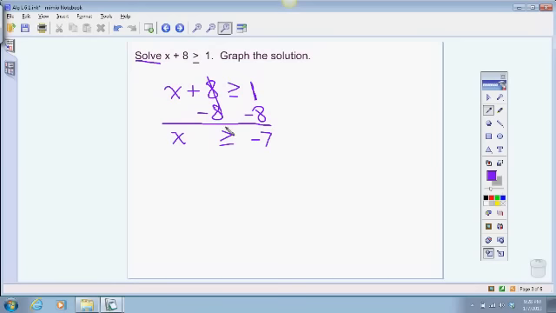Okay. So solving an addition inequality is the exact same way, you solve it the exact same way as you would an equation. Now, once you have solved it, and we know we're talking about all real numbers greater than or equal to negative 7, now we can graph it.